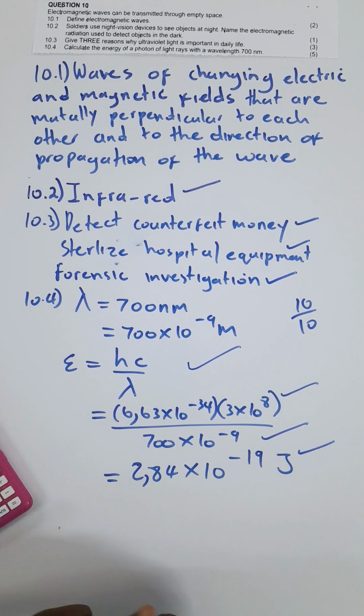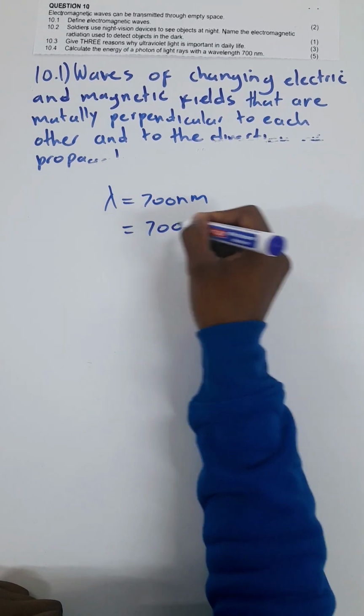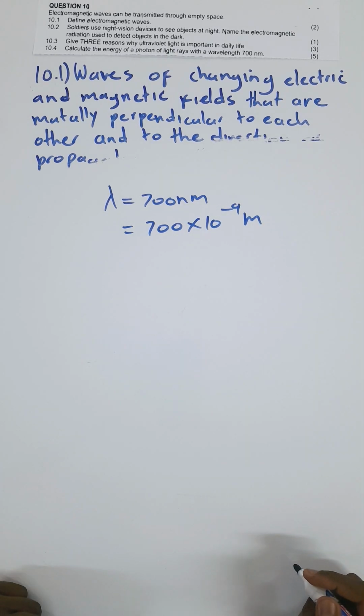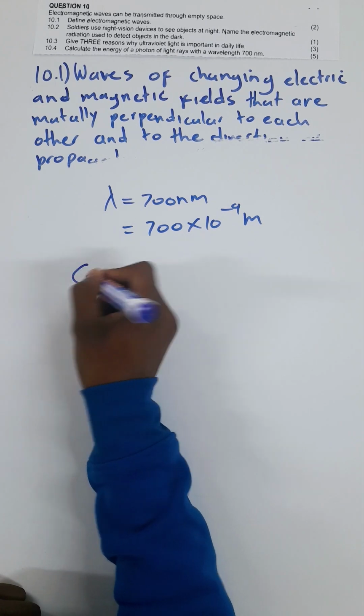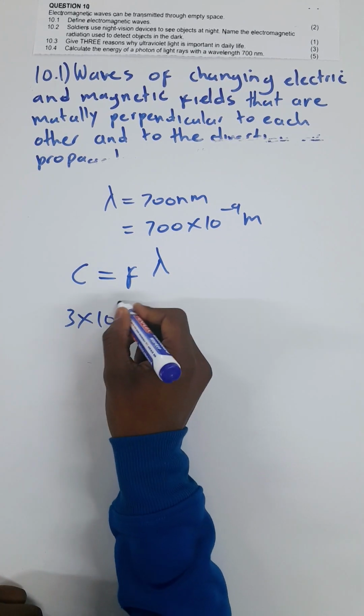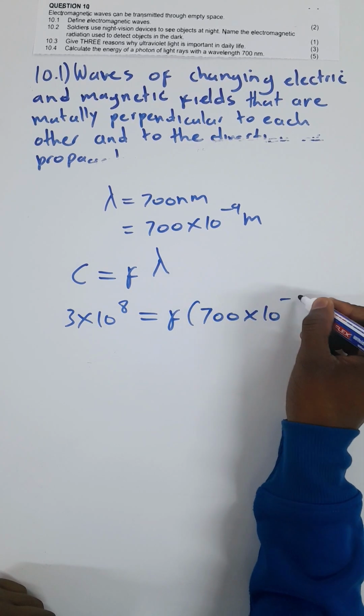And because we have wavelength here, we can go from wavelength to frequency and from frequency to wavelength back and forth. Having been given a wavelength of 700 nanometers, which is 700 multiplied by 10 to the power of negative 9, there could have been a question saying we should calculate the frequency. So we would say the speed of light is equal to frequency multiplied by wavelength. The speed of light is 3 times 10 to the power of 8. We are calculating the frequency, and the wavelength is 700 multiplied by 10 to the power of negative 9.